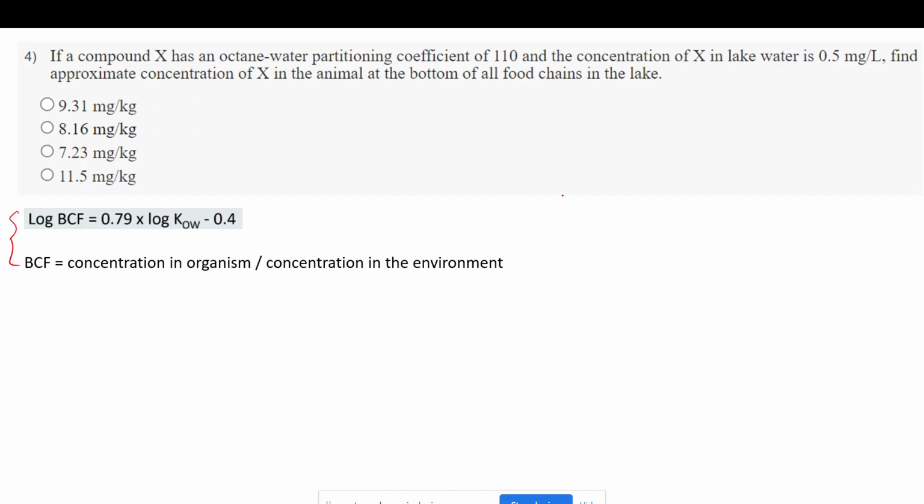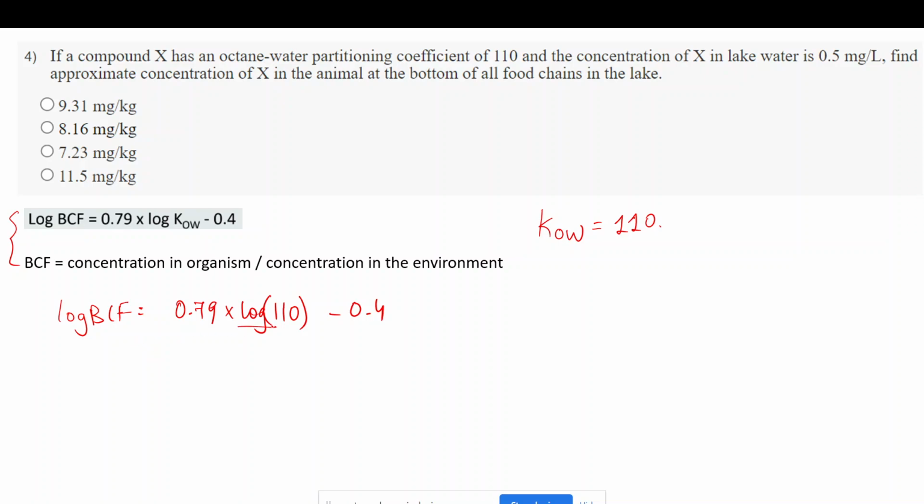The KOW value is given as 110. So from that, we first have to calculate log BCF. Log BCF is equal to 0.79 into log 110 minus 0.4. I guess there was some query in the mathematical calculation also, like how do we need to do this.